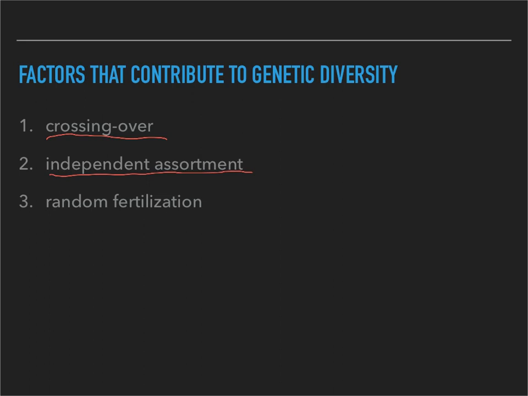And the last thing is random fertilization. We have all these different, genetically different gametes that are formed, and only one sperm is going to hit the one egg, and it's going to create a unique genetic offspring, much different from both the parents and other members of that species. So those would all be factors contributing to genetic diversity.